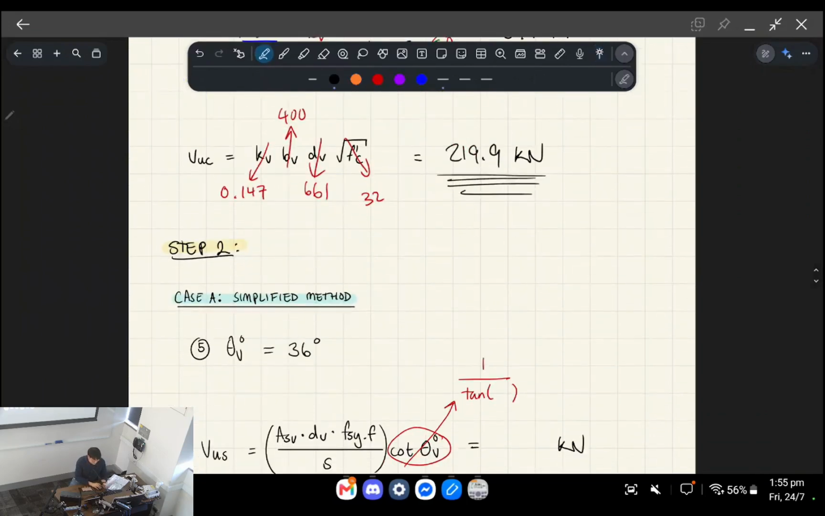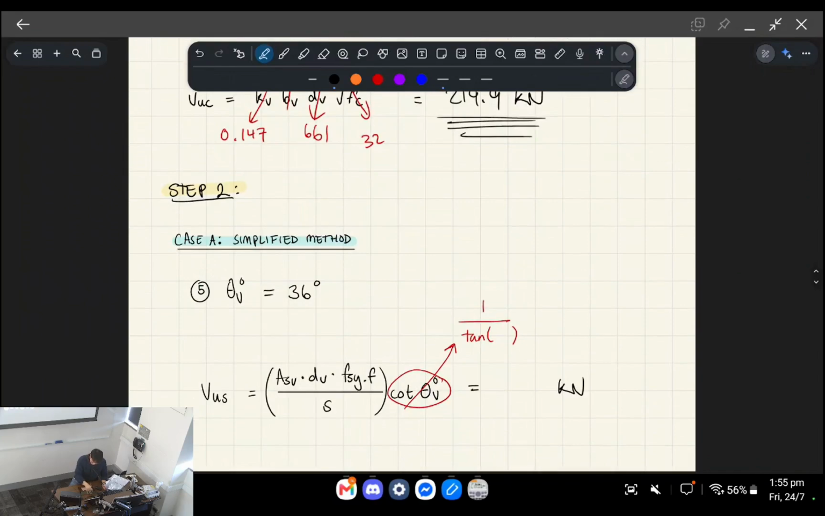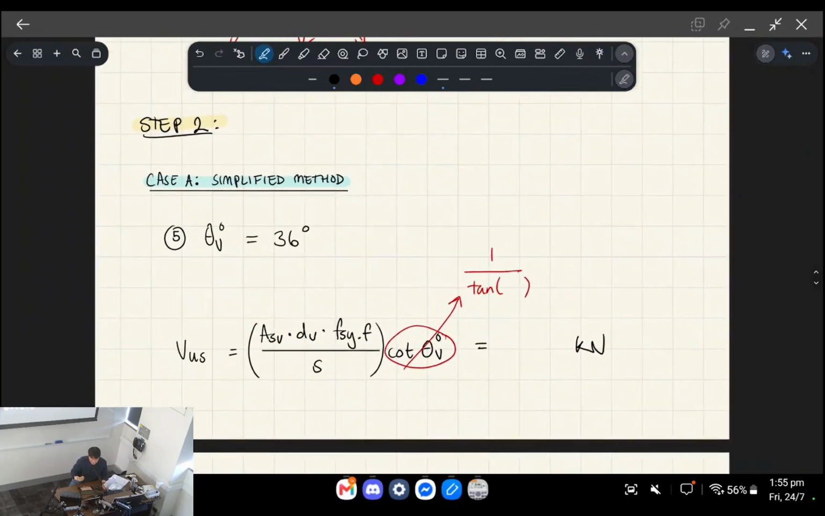Okay, that was step one. Next step is finding the strength of the steel, the stirrups. Again, we're going to do the simplified method first before doing the detailed method.